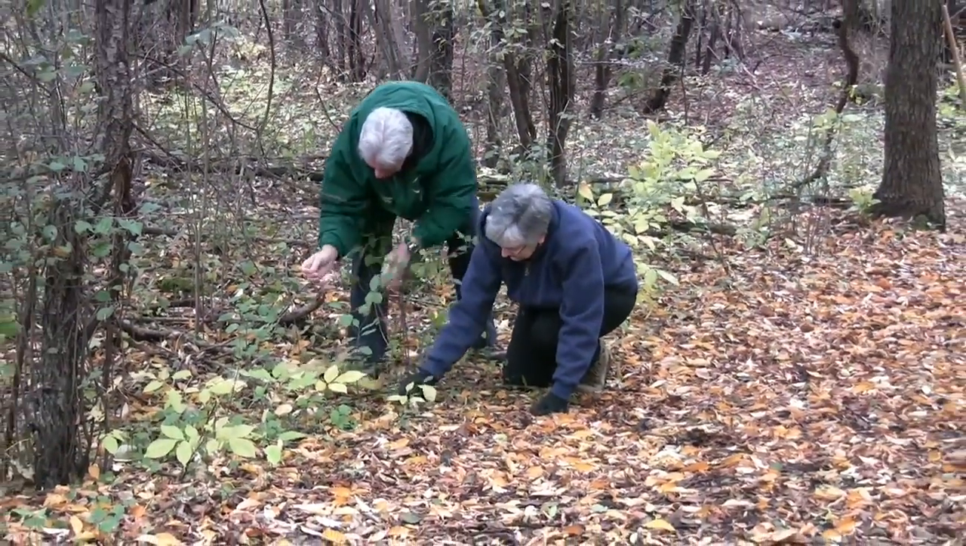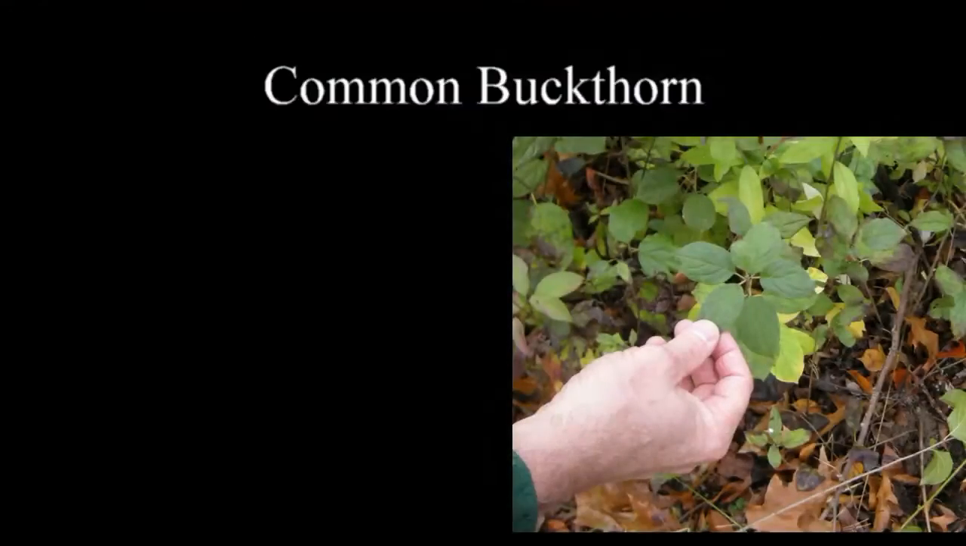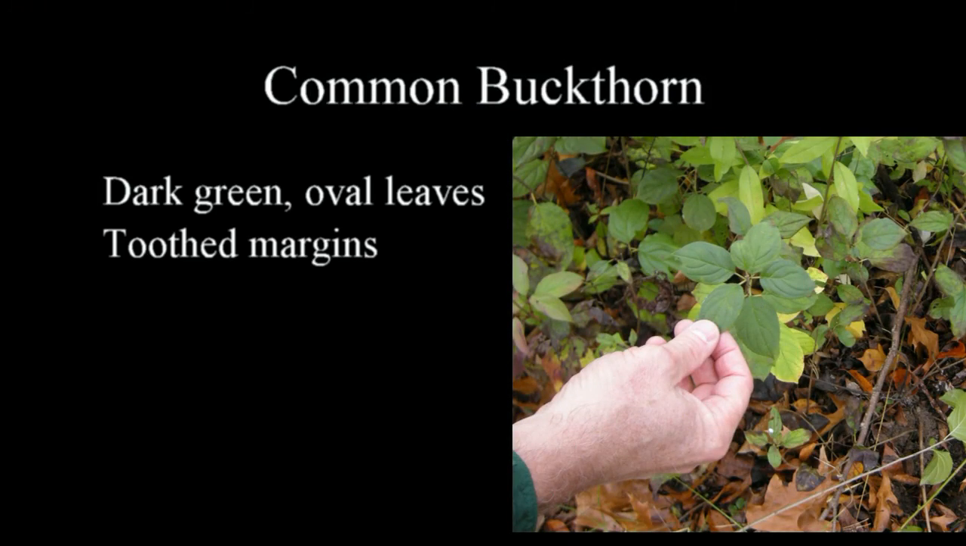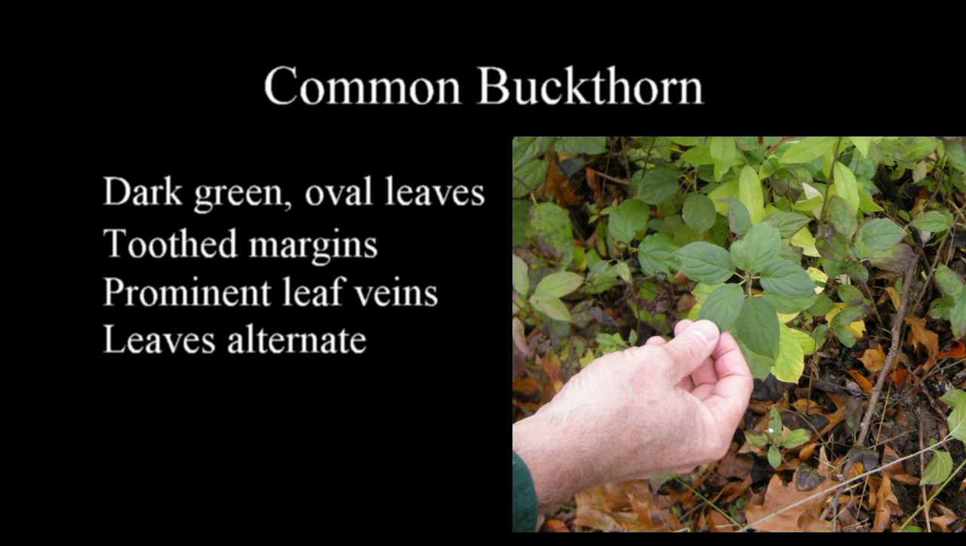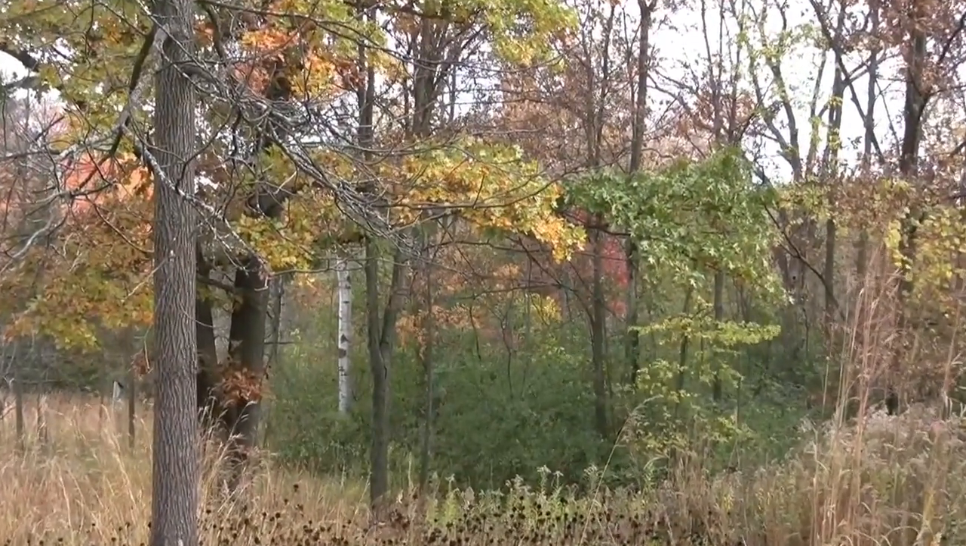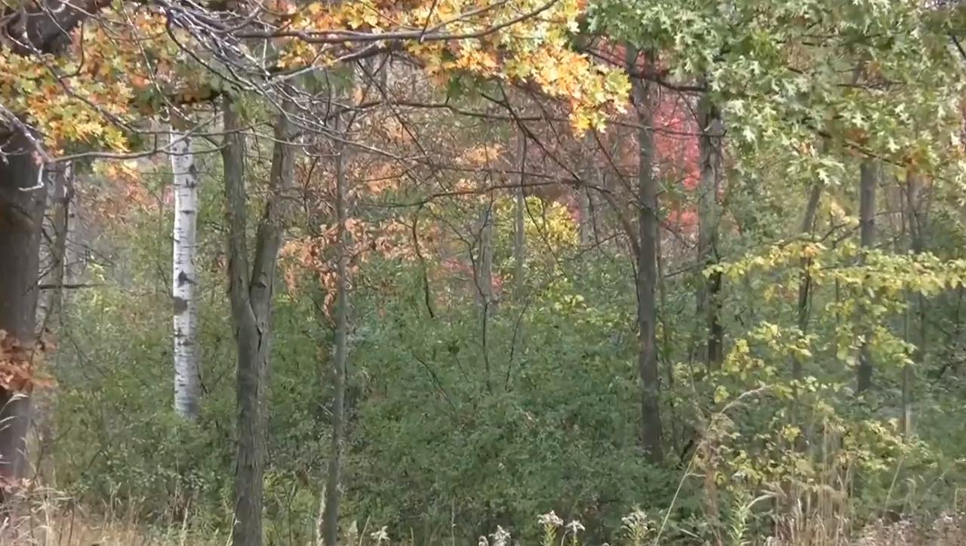Volunteers are trained to identify buckthorn. Common buckthorn has dark green oval leaves with toothed margins. The leaves have prominent leaf veins which curve as they approach the leaf tip. The leaves alternate on either side of the stem. Also, common buckthorn has a thorn between two buds at the end of branches. Buckthorn can be easily identified in the fall because it stays green longer than native trees.